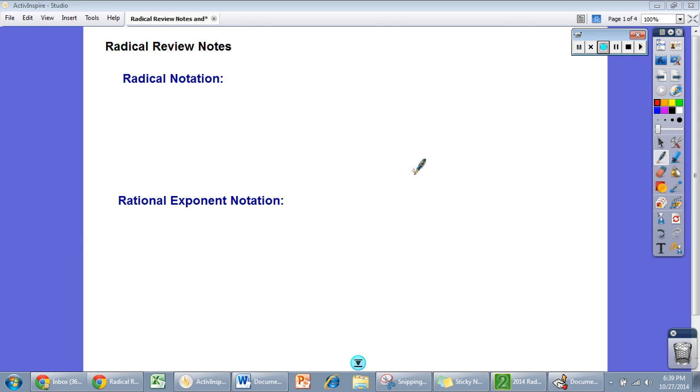We're going to review, again. If you can copy these into your notes and bring them to class, I can give you credit for doing so. We're going to first talk about radical notation.